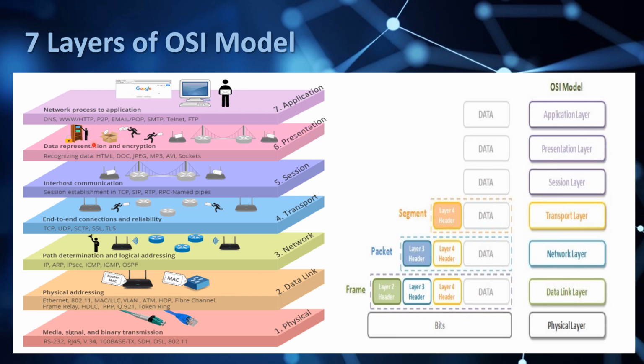Presentation converts the data from one format to another, either audio to text or text to audio, JPEG to MP3, any format. In the application layer, it handles the information that we give to the network processes. The main protocol that we use is HTTP. For emails, we use POP, Telnet for remote connection, FTP for file transfer, DNS for addressing. That's all about the layers of the OSI model.